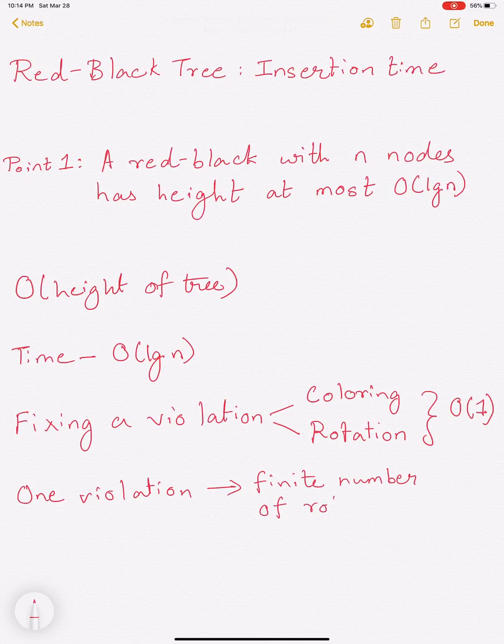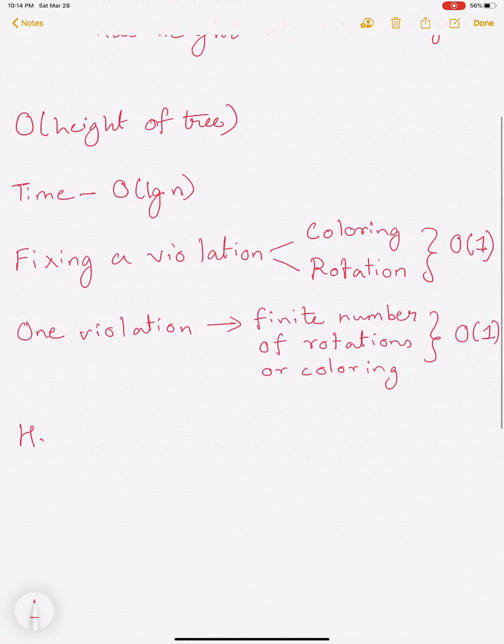Now what this means is that to fix one violation, you are still going to take O of 1 time, because to fix a violation, you'll have to do a bunch of rotations and you have to color and recolor a bunch of nodes, but you only have to do it a finite number of times. Therefore, to fix one violation, you will still take O of 1. Now, how many violations can be there? That's the next question.